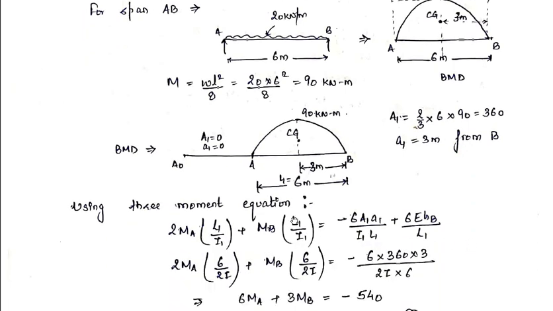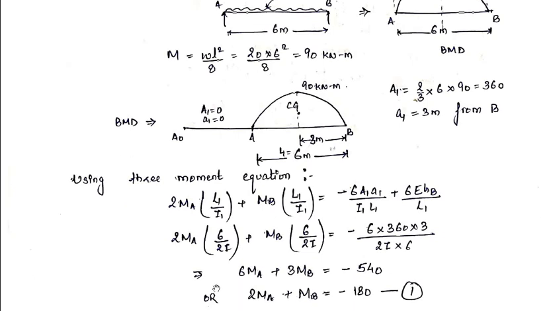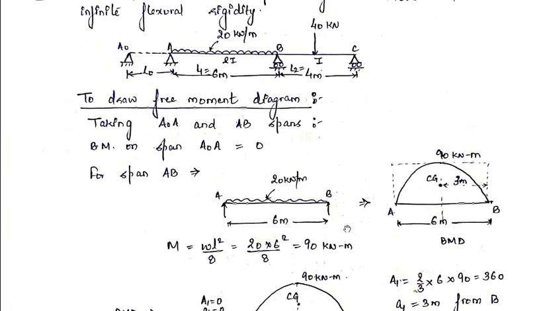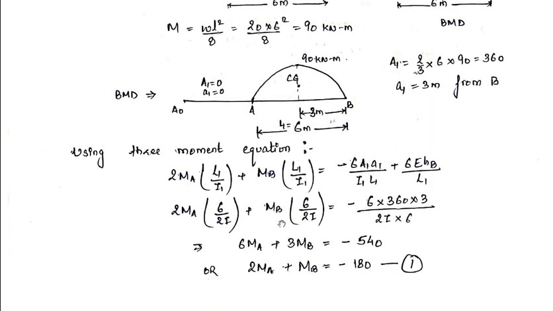Now we will use the three moment equation which we derived in the previous lecture, in the previous video. Whenever there is an imaginary span, the equation is modified into this equation. So now just put all the values. L1 is 6, divided by 2I. In the question you have to keep in mind that the moment of inertia of AB is 2I and the moment of inertia of BC is I. So while putting the values, keep these things in mind.